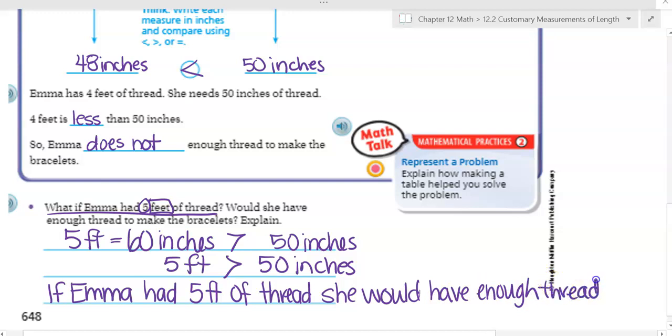Now I'm going to write it out in a complete sentence. So my final answer, if I'm answering in a complete sentence: if Emma had 5 feet of thread, she would have enough thread to make the bracelet.